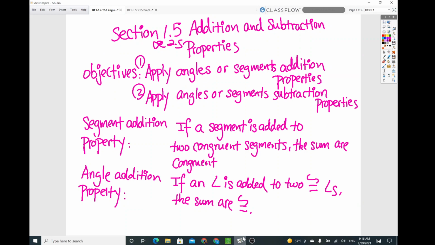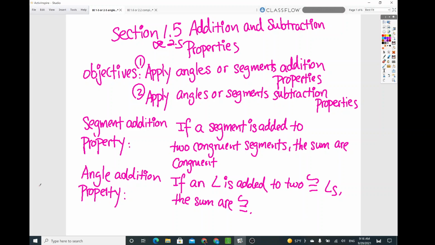Today I would like to talk about section 1.5, the second half, along with section 2.5, addition and subtraction properties. The objectives for the lesson today: first, apply the angle or segment addition properties. Number two, apply the angle or segment subtraction property.